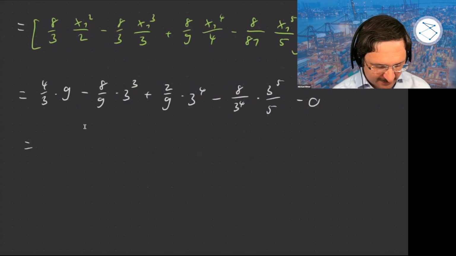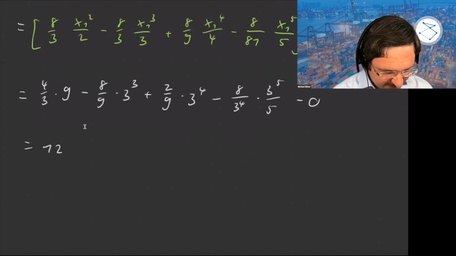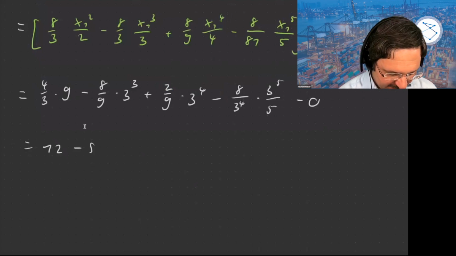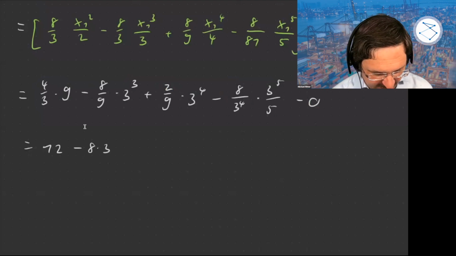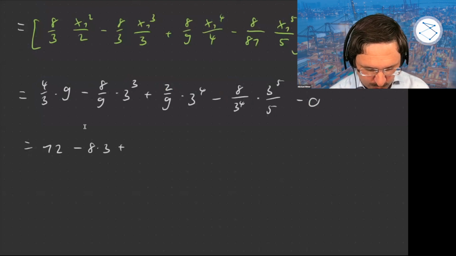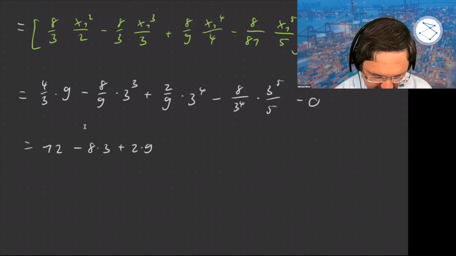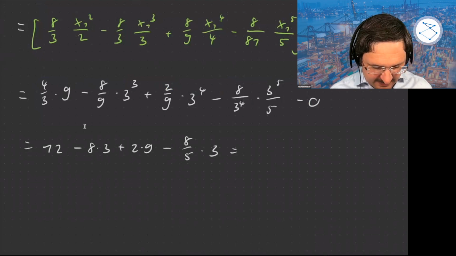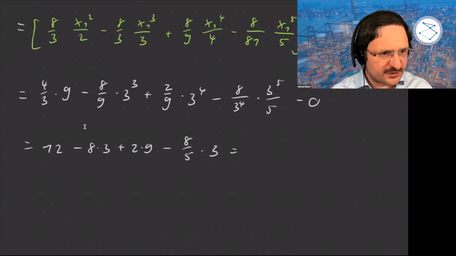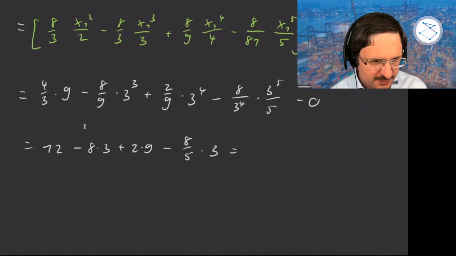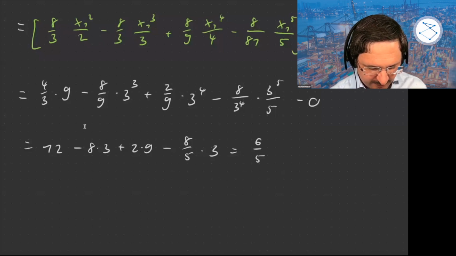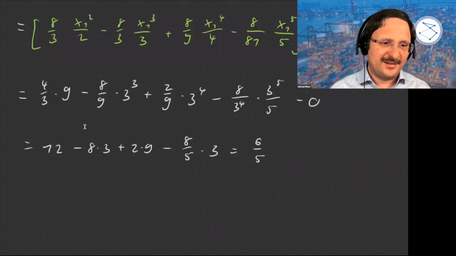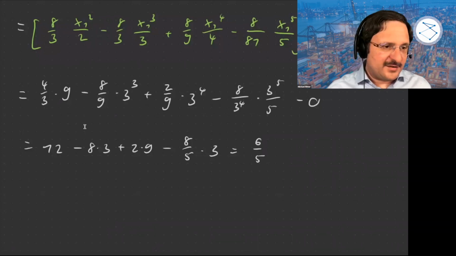So let's see, 3 times 9 over 3, that's 12 here. Then 9 is 3 squared, so that leaves us with minus 8 times 3. Then we get plus 2 times 9, minus 8 over 5 times 3. And let's see if I did the computations correctly. Seems good. That should be 6 over 5 in the end, and that's the result that we get here.